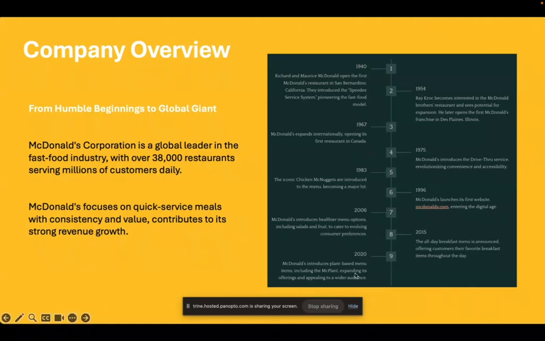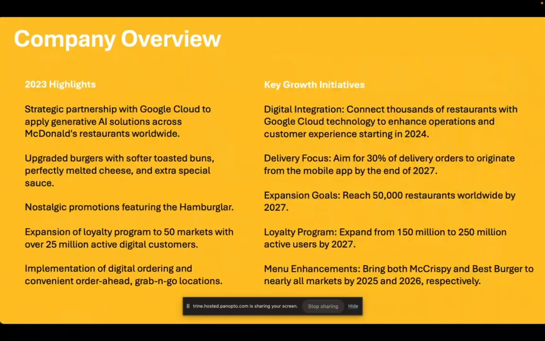Today, it introduces various other innovations and has some key growth initiatives like partnering with Google Cloud technology to embed generative AI solutions into their restaurants worldwide. And it is aiming for 30% of delivery orders to originate from the mobile app by the end of 2027. It also has other menu enhancements and loyalty programs aimed at customer satisfaction.